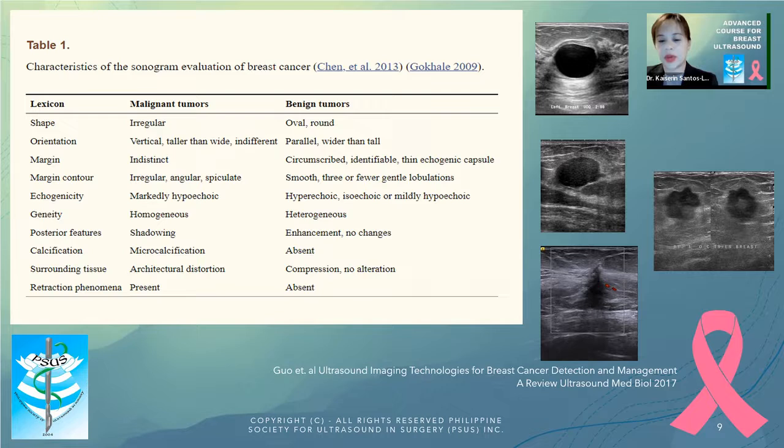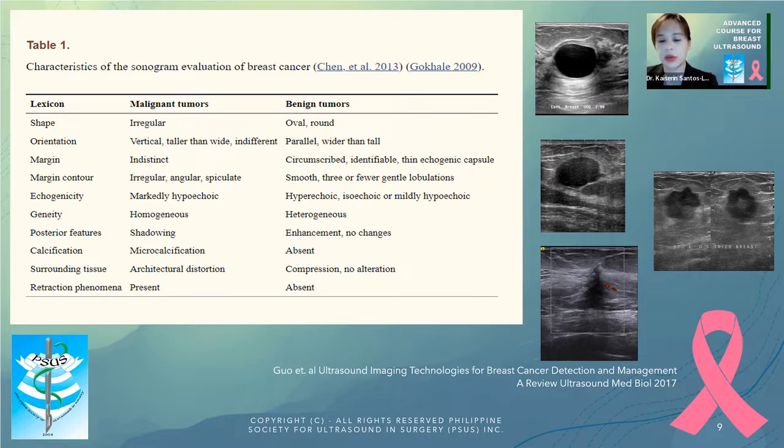This table summarizes the characteristics or the lexicon for malignant and benign lesions. You can see on the left representative images. So when we talk about shape, for malignant, it's irregular. For benign, it's oval or round. For the orientation, usually this is relative to the chest wall. For malignant, they are the ones that are taller than wide or they are vertical in line. For benign, they are parallel to the chest wall or the opposite, wider than tall.